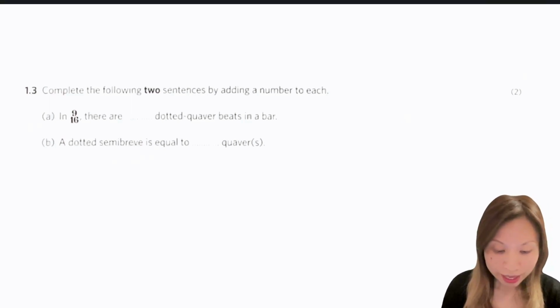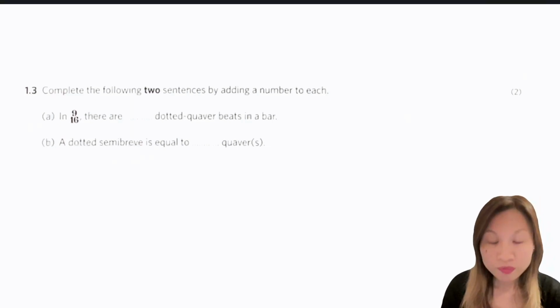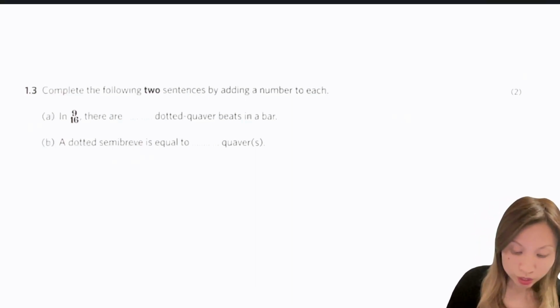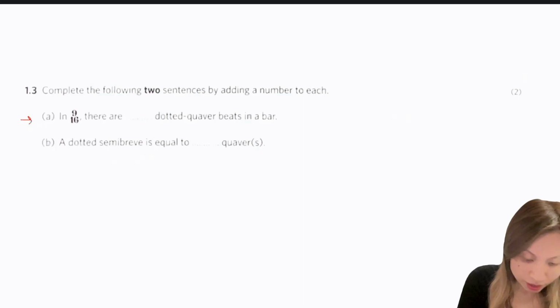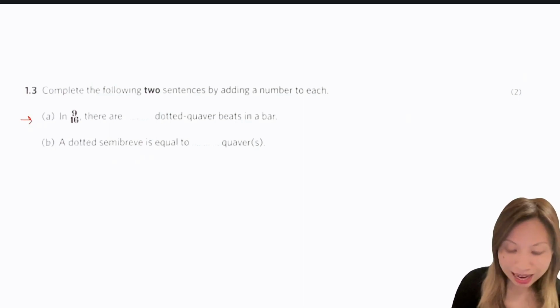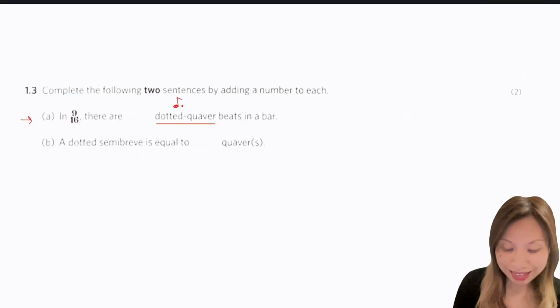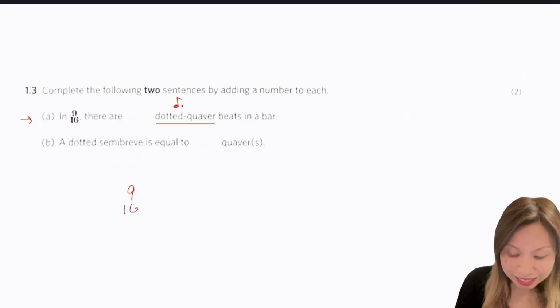So question 1.3, complete the following 2 sentences by adding a number to each. There are 2 questions here, and it's worth 1 point each. So together there are 2 points for question 1.3. Question A, in 9/16 time, there are how many dotted quaver beats in a bar? So dotted quaver would be a quaver with a dot. So they are asking you in 9/16 time, how many dotted quaver beats are there?